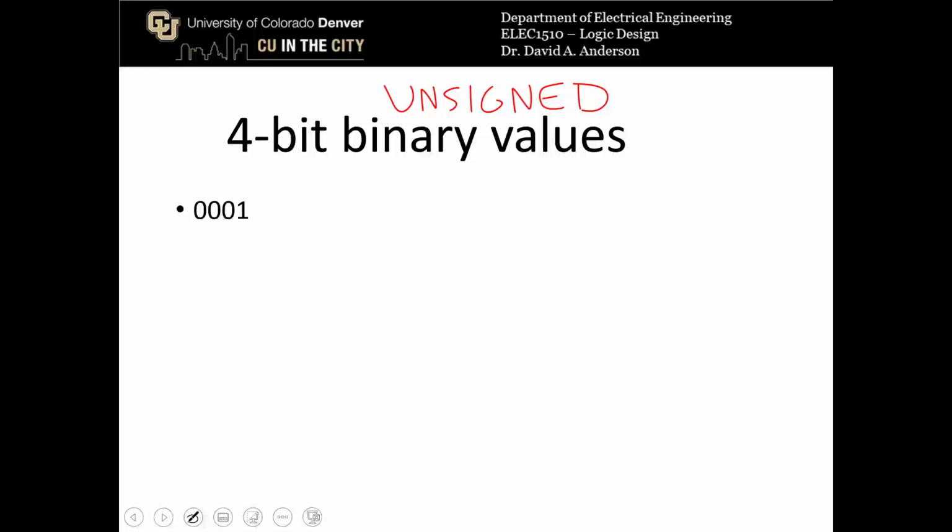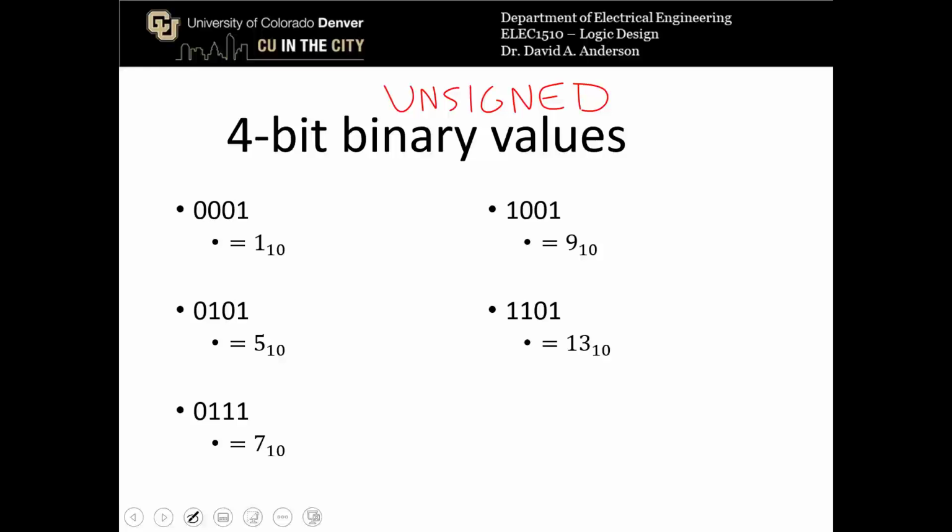The number 0001 in binary is the number 1 in decimal, or base 10. 0101 is going to be 5 in decimal. 0111 is going to be 7 in decimal. 1001 is going to be 9 in decimal. 1101 is going to be 13 in decimal. 1111 is going to be 15 in decimal. I haven't here exhausted all of the possibilities of 4-bit binary numbers, but hopefully this is enough that you can fill in the rest of the values for yourself. With 4-bit numbers, we can represent the positive numbers 0 through 15.